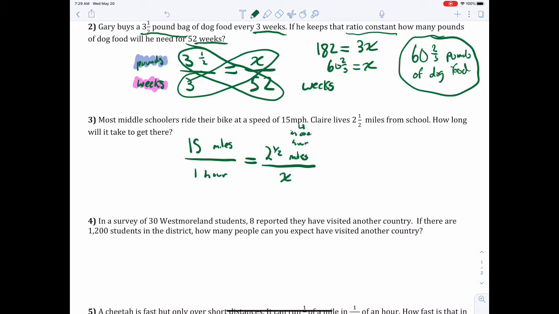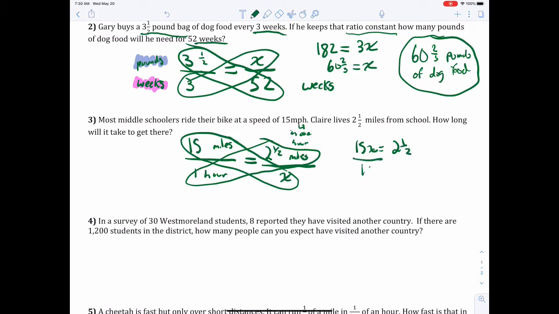All right? So then we can cross multiply, and we're going to get 15x equals 2.5. And to get x by itself, we can divide by 15, and we're going to get x equals, if you type that into your calculator, 1/6. So it takes 1/6 of an hour. And if you're really good with fractions, you know 1/6 of an hour is just 10 minutes. Not bad.